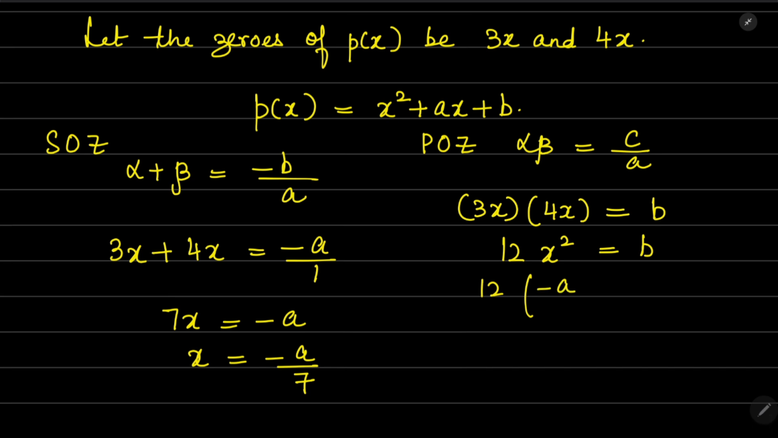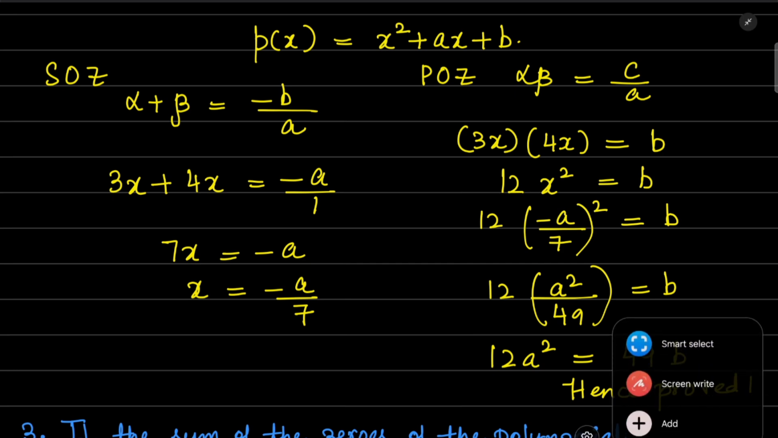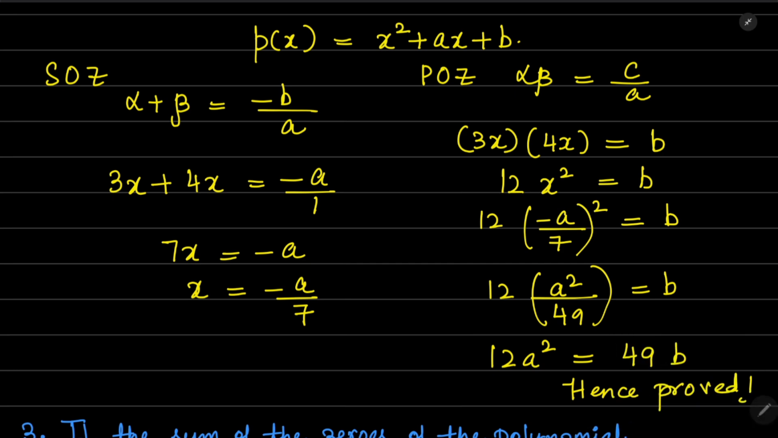So you've already got x equal to minus a by 7. So I'm just substituting minus a by 7 in place of x. So 12 multiplied by minus a the whole square, which is a square, whole divided by 7 square, 49, equal to b. Cross multiply. So what do you get? 12a square equal to 49b. Hence proved. This is what you have to prove. A very, very good question, in fact.